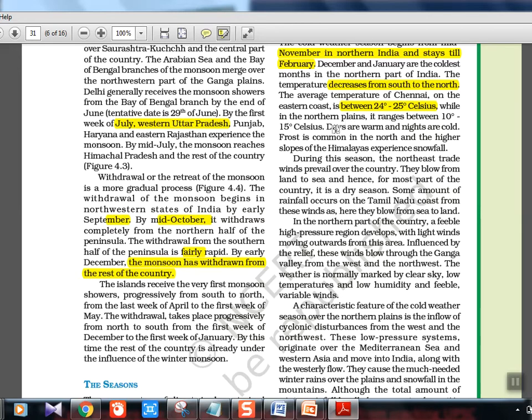Okay. Days are warm and nights are cold. Okay, so winter in India, it doesn't mean like throughout the day it's cold. Days are warm and nights are cold. So frost is common in north. Okay, but in South India and all, we don't have that frost kind of thing. In North India, we have frost.